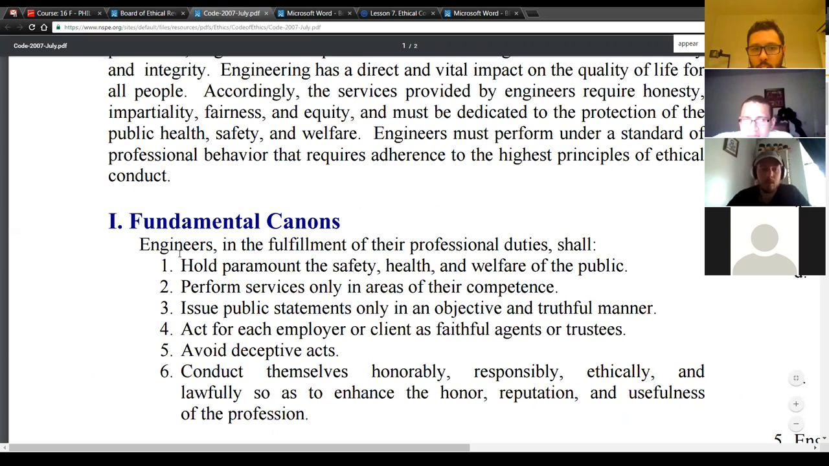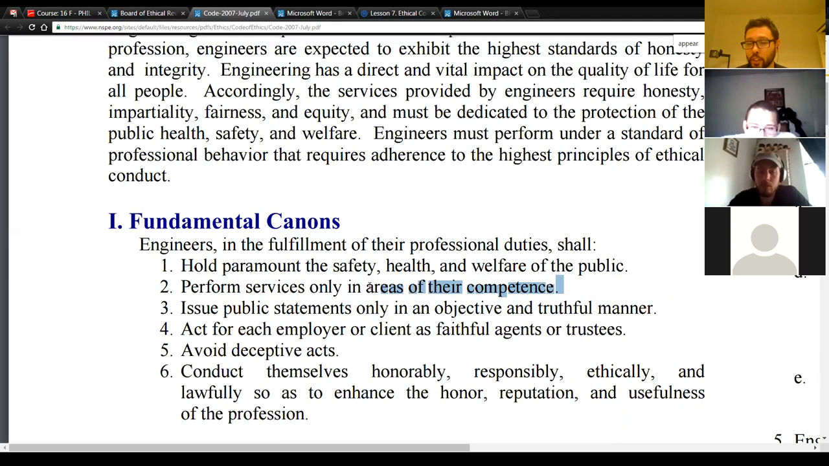But I wanted to put this in context of the priority of these canons. The first canon is that you must hold the safety, health, and welfare of the public paramount. And the second canon is that you only act in your area of competence. The idea is that if you think the threat to the health, safety, and welfare of the public is high enough, then maybe you should speak out even outside of your area of competence, right? That the health, safety, and welfare of the public takes precedence over that.